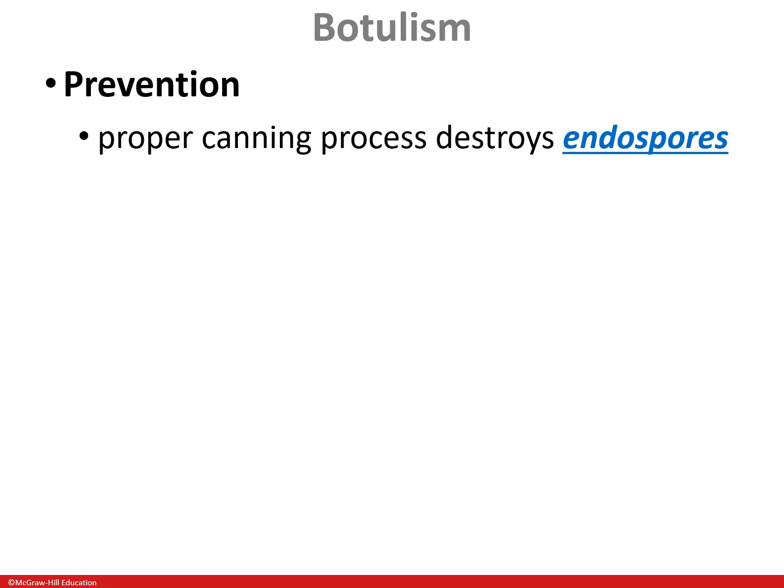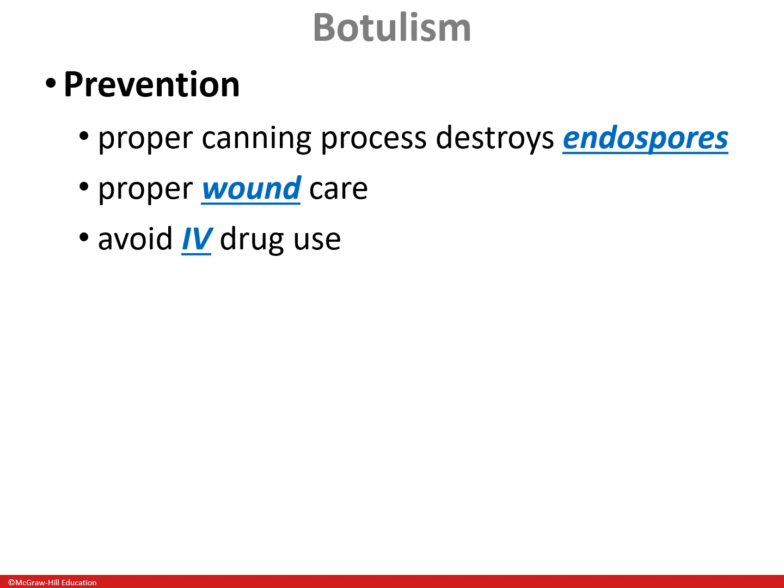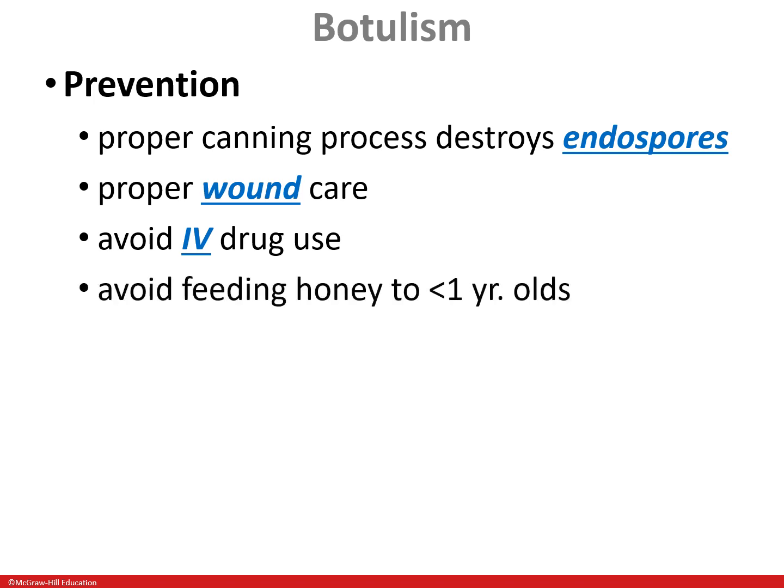So prevention really depends on which form you're talking about, but proper canning is the primary form of avoiding botulism. And so that's why we have very standard industrial regulations for food that is sold to the general public, right? Because they have to meet a certain time and temperature and pressure to destroy those endospores. Proper wound care can avoid that wound botulism. Most wound botulism is actually associated with IV drug use. So using dirty needles can lead to botulism more so than anything else.